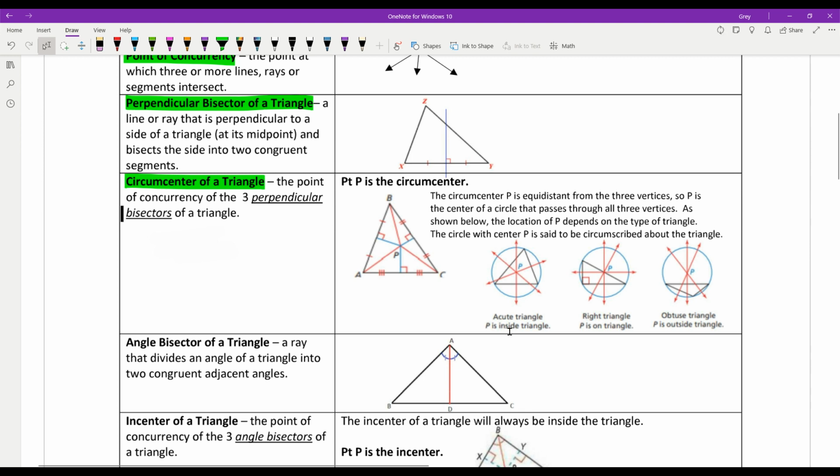Now, here is a picture of an acute triangle. The circumcenter is inside the triangle. A right triangle, where the circumcenter is on the triangle. And then we have an obtuse triangle, where the circumcenter is outside. One thing to help you remember why it's called the circumcenter is that it is the center of each of these circles, and each circle is circumscribed around the triangle. That means that every vertex of the triangle is on the circle. So it is the point of concurrency of the perpendicular bisectors.